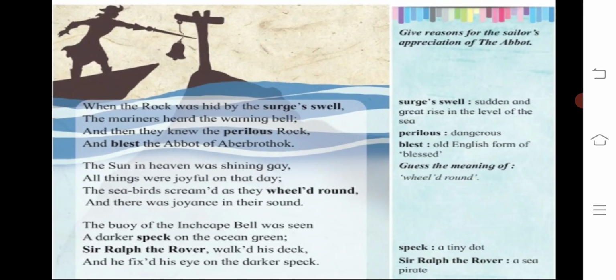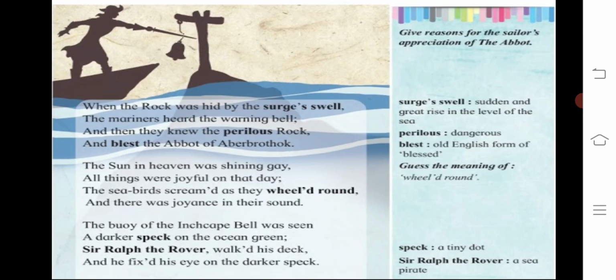When the rock was hid by the surge swell, the mariners heard the warning bell, and then they knew the perilous rock, and blessed the abbot of Aberbrothok. The sun in heaven was shining gay. All things were joyful on that day. The sea birds screamed as they whirled round, and there was a joyance in their sound. The buoy of the Inchcape Bell was seen, a darker speck on the ocean green. Sir Ralph the Rover walked his deck, and he fixed his eye on the dark speck.